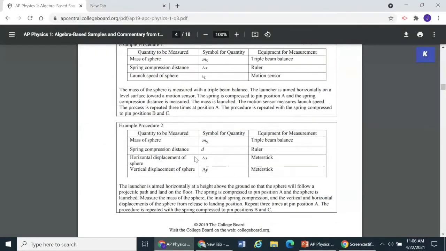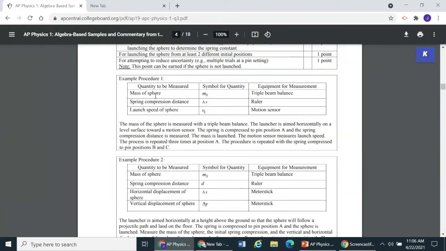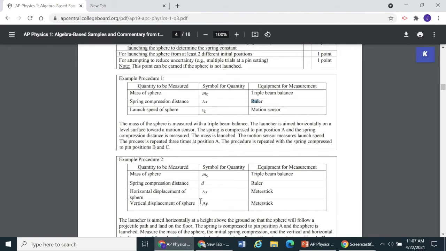Now, notice the rest of these parts are for the description of the procedure. So let's just look very quickly at these sample charts. This one is talking about measuring the mass of the sphere, the spring compression, and the launch speed of the sphere. Notice they give a triple beam balance for the mass, a ruler, I think you should say meter stick, but a ruler just works fine for the spring compression because the spring compression distance is going to be small. And then for the launch speed of the sphere, they talk about using a motion sensor.